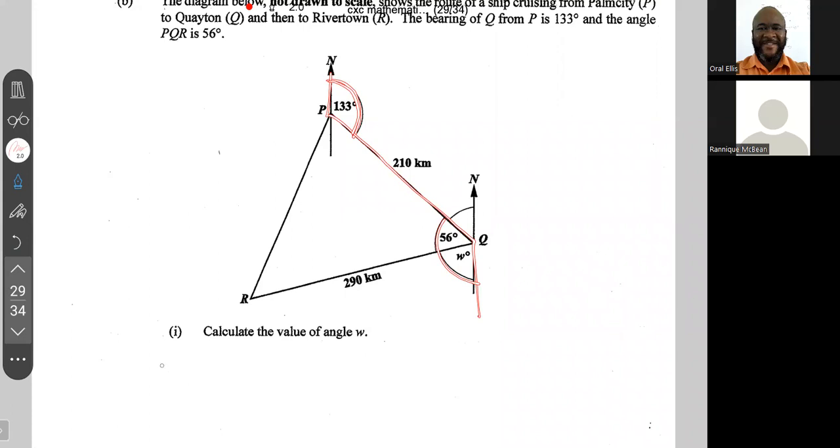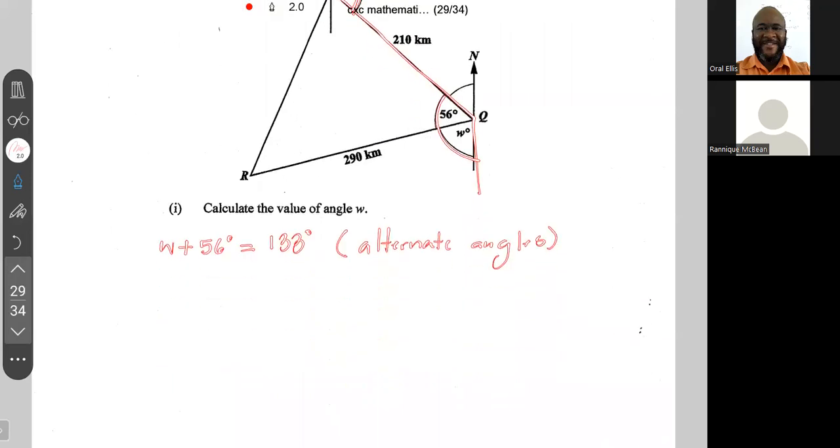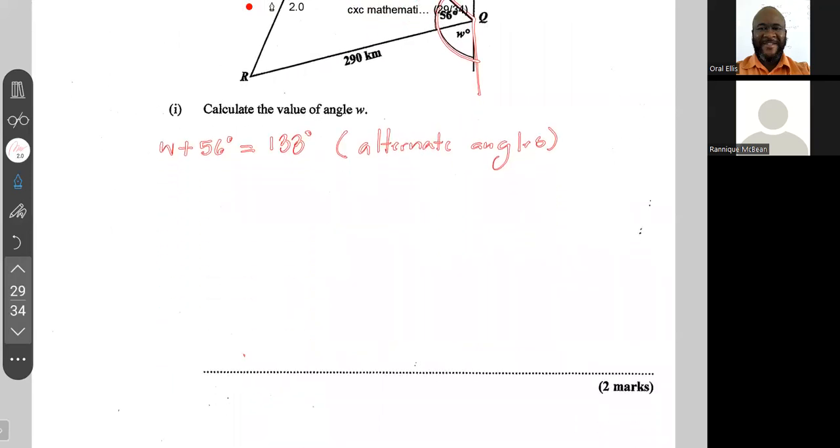So I can say W plus 56 is equal to 133 degrees. These are alternate angles. All right. If I want, I can write my reason down here. Alternate angles.